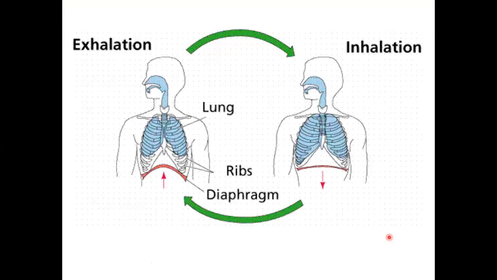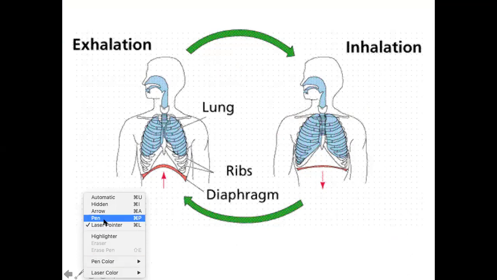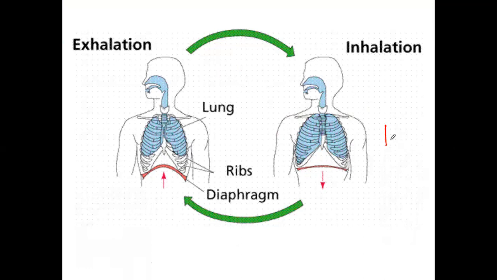Here's a picture of this. So for inhalation, the diaphragm contracts down, and the external intercostals pull the ribs up and out, making that space bigger. Okay, volume's bigger. What happens to pressure? Pressure drops, right? So we have a decrease in pressure. And so which way is air going to go? Air is going to go into the lungs.